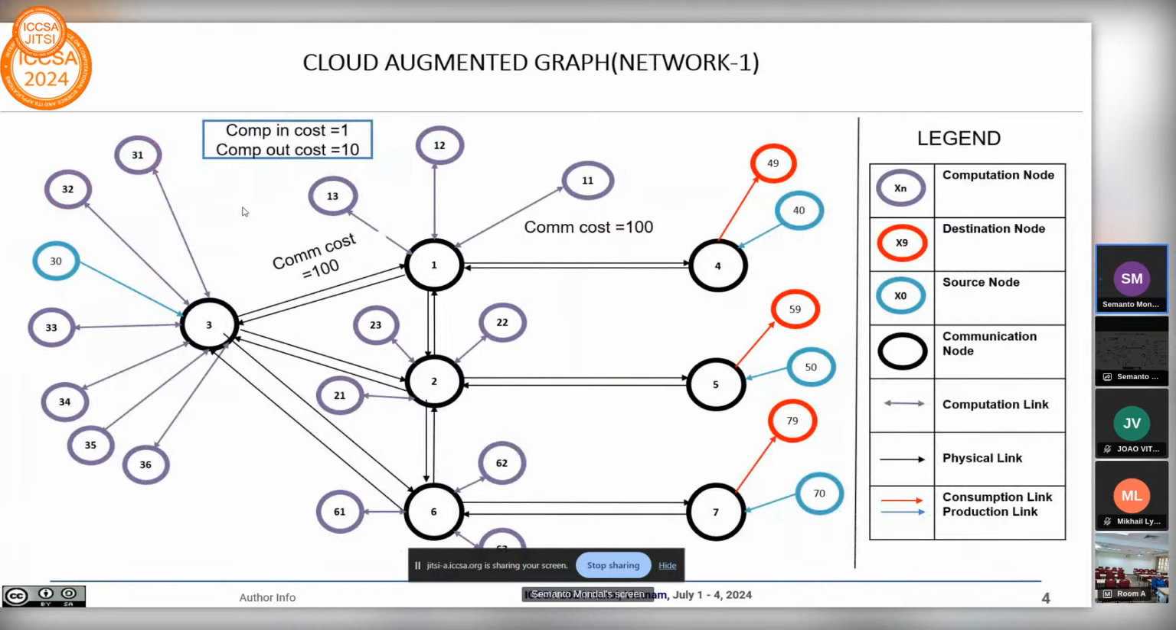So here we have considered three different networks, and this is our first network. In the first network, there is a single source and multiple destinations. Here, the blue ones are the sources, the red nodes are the destinations, the black ones are the communication nodes, and the purple ones are the computation nodes. This part is the core, this part is the edge, and this part is the access layer. And this is our first network, the cloud augmented network.